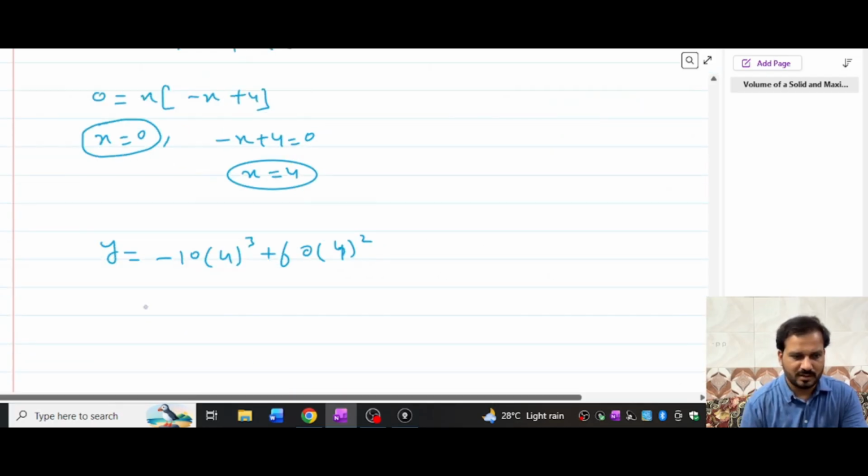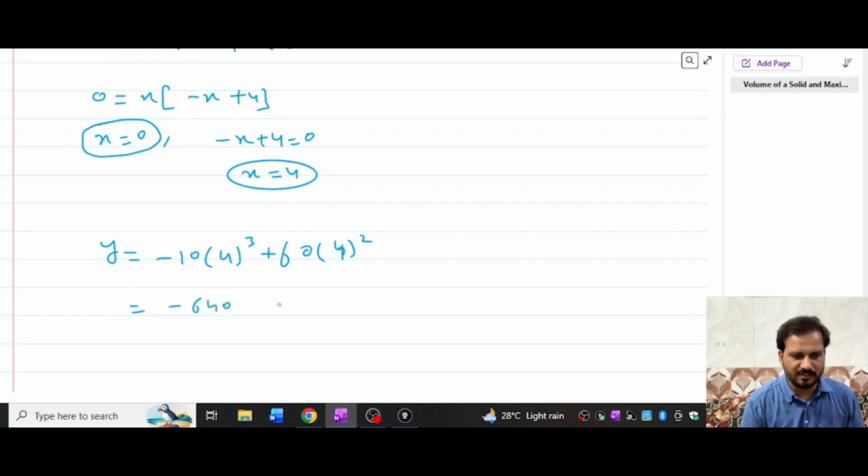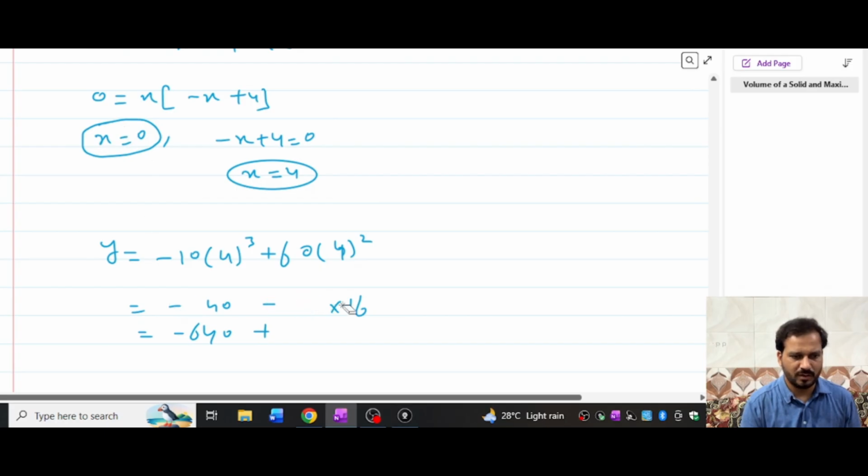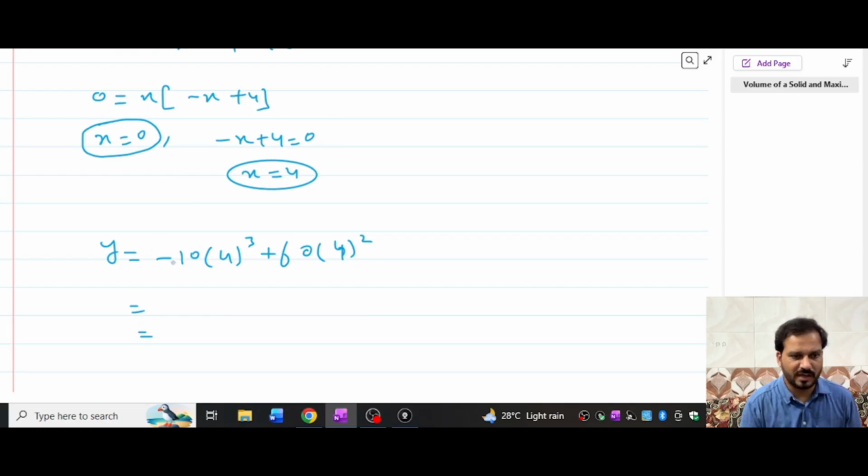Therefore, 4 cubed is 64. 64 times 10 will be negative 640. Now 60 times 4 square, which is 16. It becomes negative 640 plus 60 times 16. If we calculate this without a calculator, rather than multiplying, it will be complicated calculation. However, we can reduce it. Since both terms contain 4 square, we will take the minimum power of 4, which is 4 square, common. It becomes negative 10 times 4 plus 60.